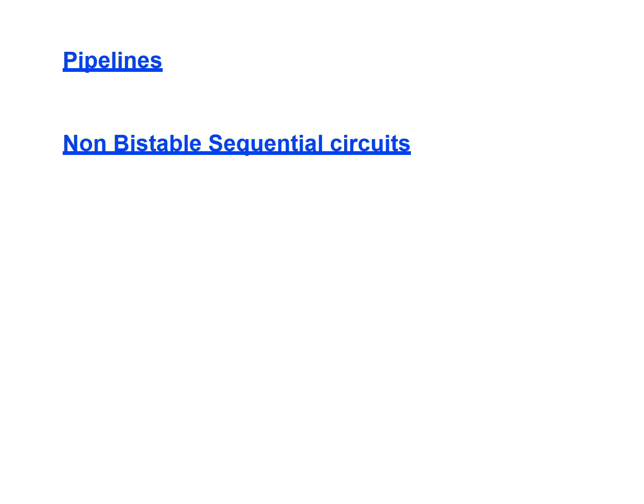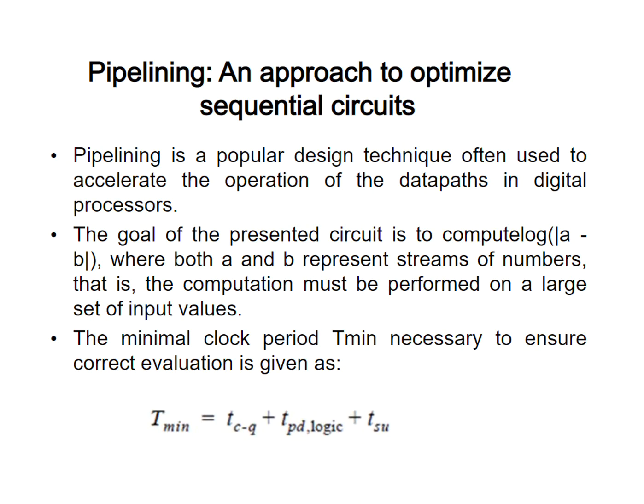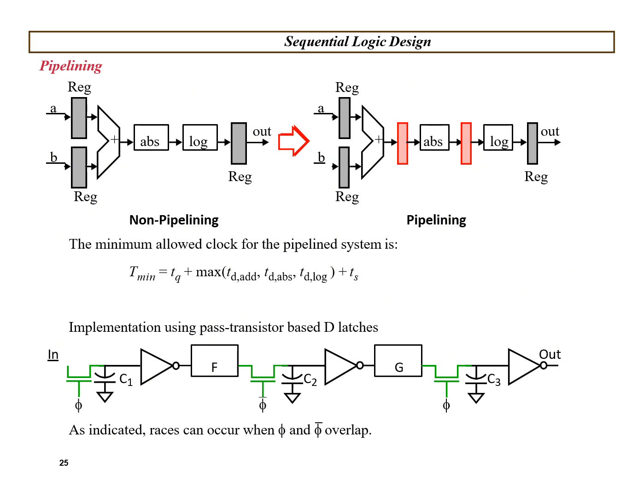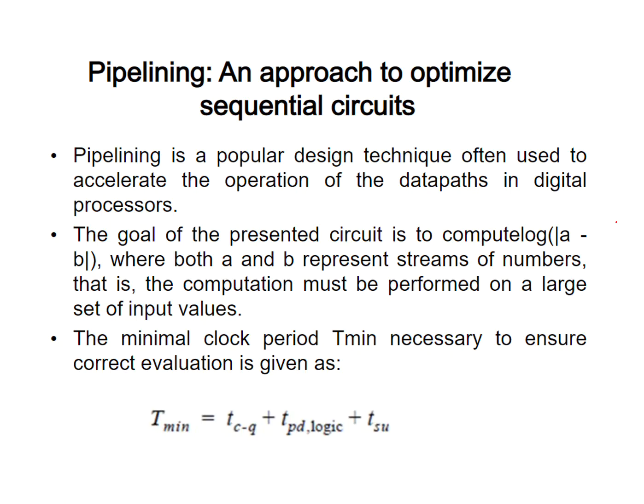Next we'll move on to pipelining stages. Basically, a pipeline is a popular design technique often used to accelerate the operation of the data path in digital processors. The goal of the presented circuit is to compute log of modulus of A plus B, where both A and B represent streams of numbers, that is, the computation must be performed on a large set of input values.